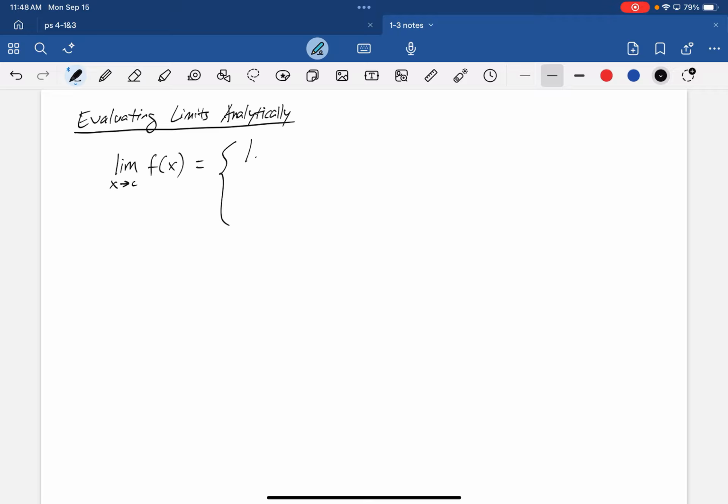So the first case is that f of c exists. In the second case, f of c does not exist, but the limit does exist. And in this particular case that we'll examine today, f of c does not exist, and specifically, it equals something like 0 over 0. All right. Is 0 over 0 defined? No, right? Because we're dividing by 0. But the limit is still going to exist.